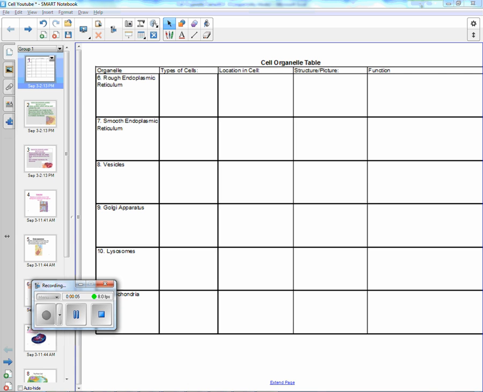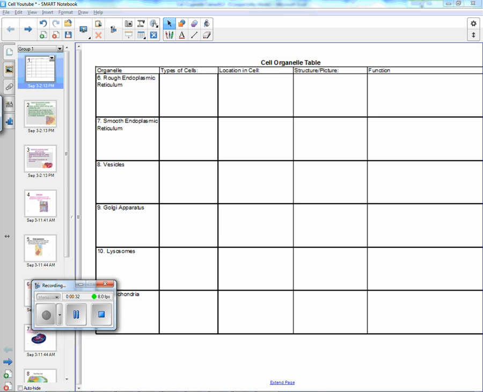This is Miss Gentleman. We are going to be filling out the next page of our cell organelle table. So I want to make sure that you are all at the page that looks like this in your notebook. You're going to be filling this out with me. I'm not going to help you directly, but try your best. Remember, you should pause the video if you need help with something.